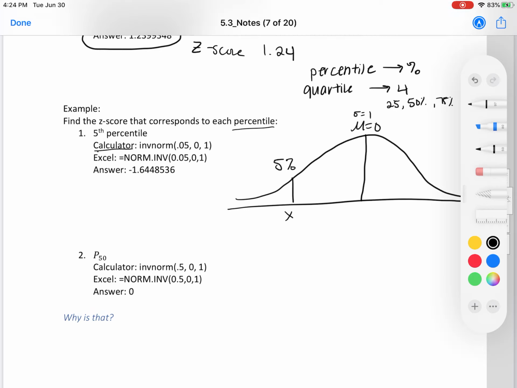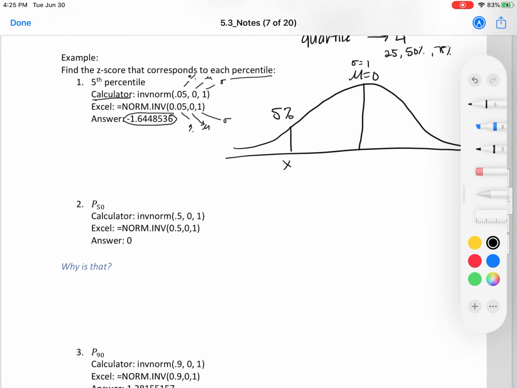For a calculator, you enter your percent, followed by your mean and your standard deviation. For Excel, same way. You enter your percent in decimal form, your mean, and your standard deviation. Please remember to always change your percents to decimal. And this is your answer. So because we're inside our standard normal, that also corresponds to the z-score.